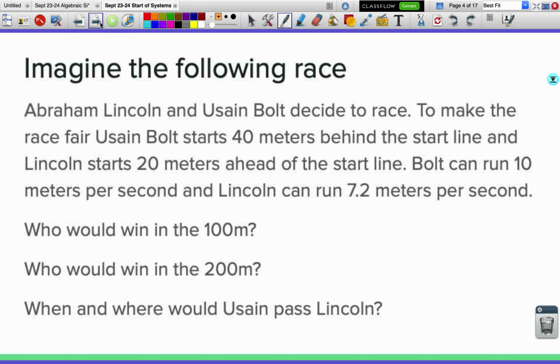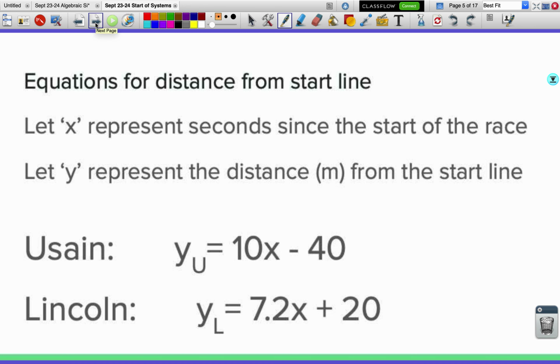All right, one way that makes sense to me to organize this would be into equations. An equation for Usain's position and an equation for Lincoln's position. Now I'm going to use x to represent seconds since the start of the race, and that's going to be the same for both of them. I'm going to use y to represent the distance in meters from the start line, but that's going to be different for them. So I use a y sub u and a y sub l to differentiate these.